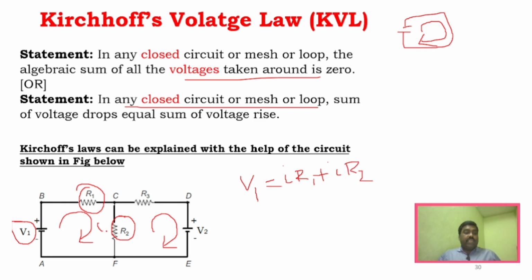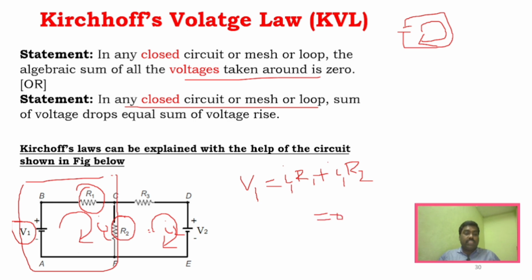So if we consider this as current I1 and this as I2, right? So we can write it this way: I1 into R1 plus I1 into R2. Just consider this mesh alone, right? If we consider this mesh alone, the voltage drop of these two resistors must be equal to this particular voltage rise, right? So if you take any particular mesh, the algebraic sum of voltage must be zero, right?